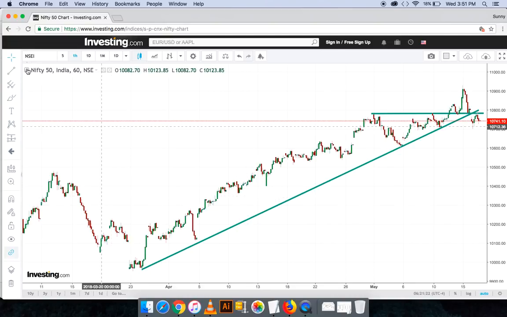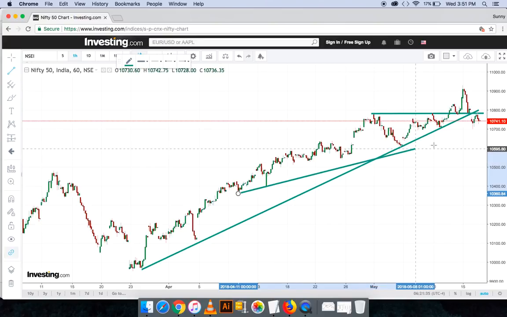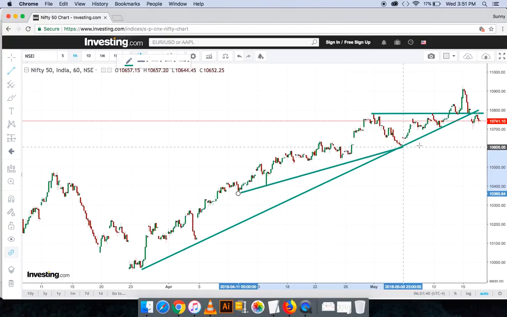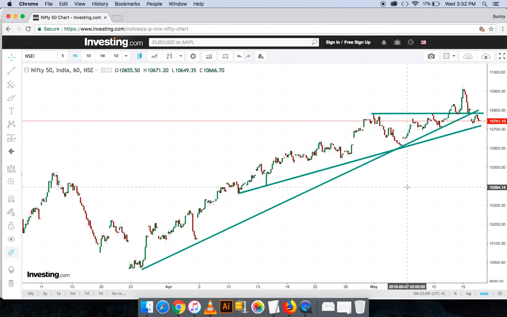So what I'm going to do now is connect this swing low to this one, and I will project it forward. Then I'm going to connect it to this swing low. This is a major swing low. So when I have 2-3 points on a trend line, I can project it for a good period of time into the future, which will give me my support or resistance levels.